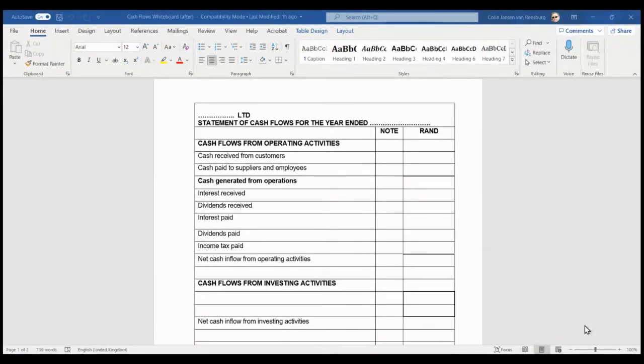But what are we looking for now? When we draw up our statement of cash flows, what are we looking for now? We're looking for the cash flow. We're not looking at sales, right? We're not looking at balances. We are looking at the amount of cash, funds, money that we have received from our customers.